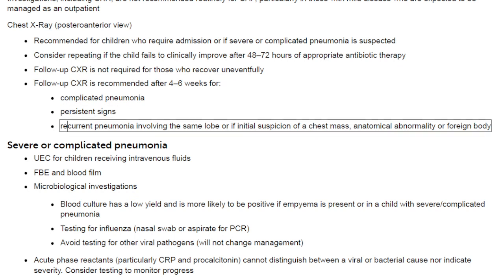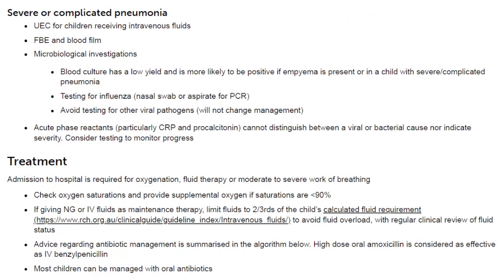Persistent signs, recurrent pneumonia involving the same lobe, or initial suspicion of a chest mass, anatomical abnormality, or foreign body. Severe or complicated pneumonia: UEC for children receiving intravenous fluids, FBE and blood film.